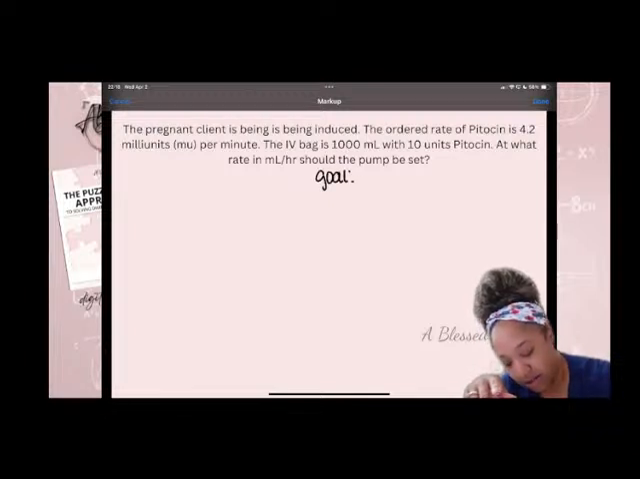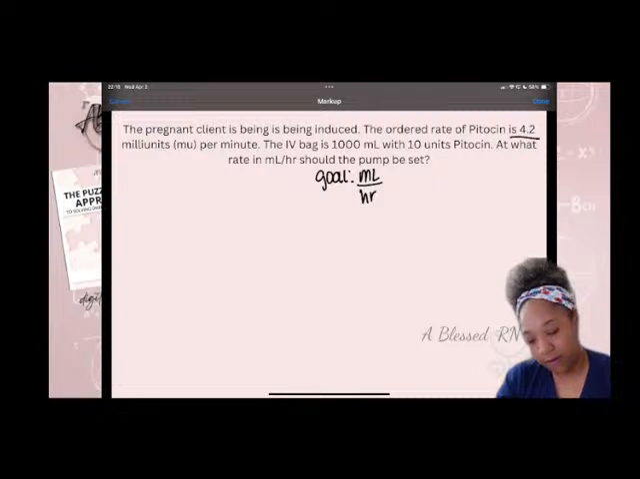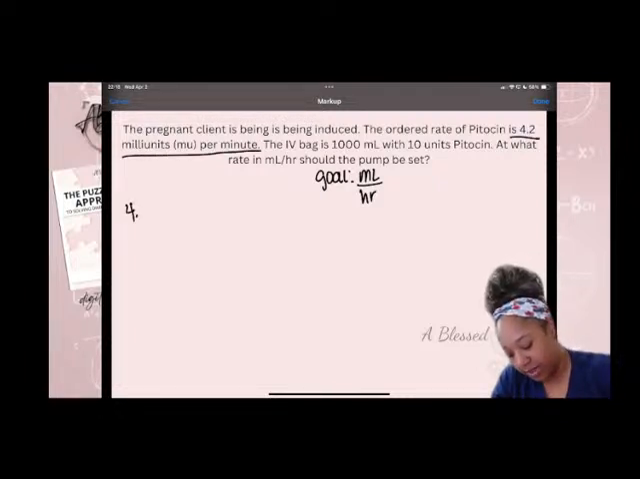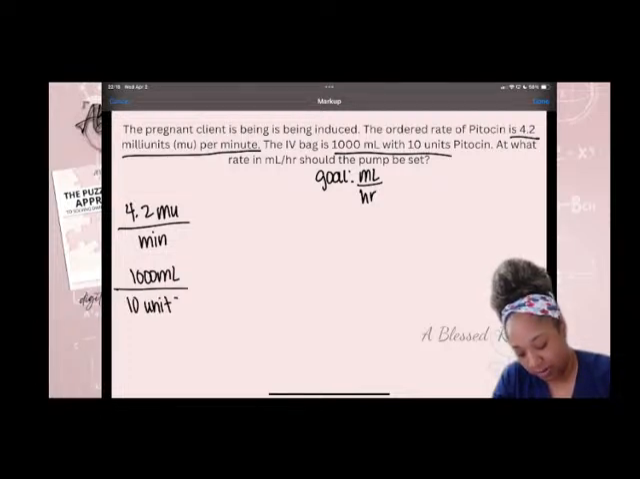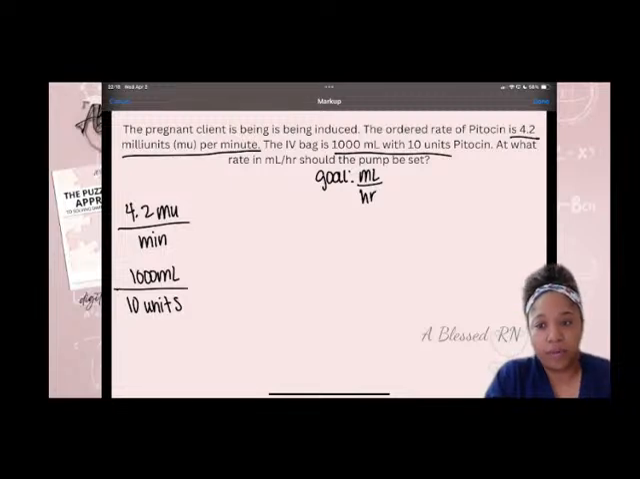Yes, our goal is milliliter per hour. Okay, so let me point out something. We have 4.2 milliunits per minute, right? So that's 4.2 MUs per minute. And then our bag has 1,000 mLs with 10 units of Pitocin in it.